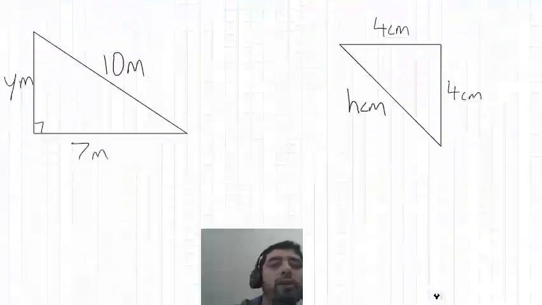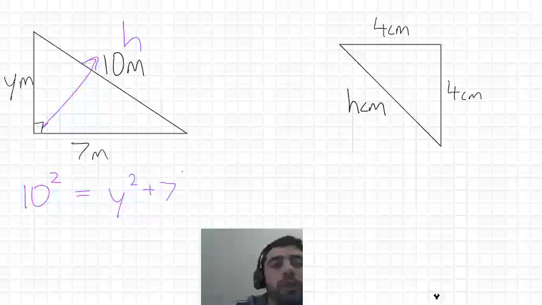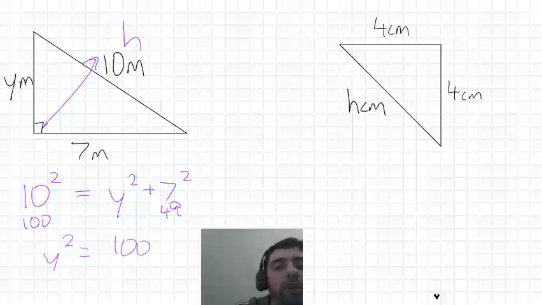Well, here, again, first thing, which one is the longest side? This one is the hypotenuse. So we know that 10 squared is equal to y squared plus 7 squared. 10 squared is 100, 7 squared is 49, but we can't do anything with that. To find y squared, we have to unadd 49. Y squared is 100, take away 49.